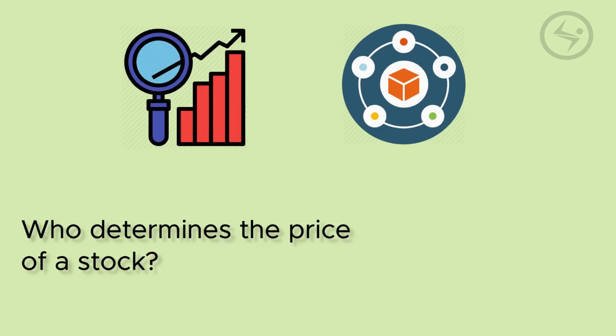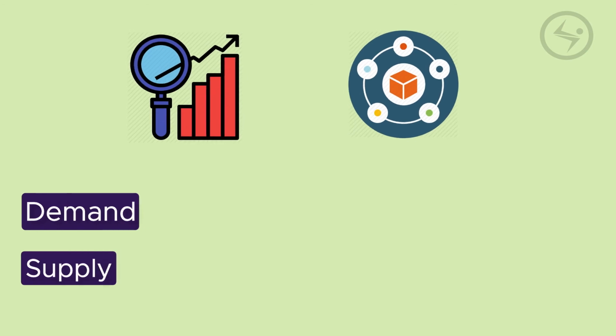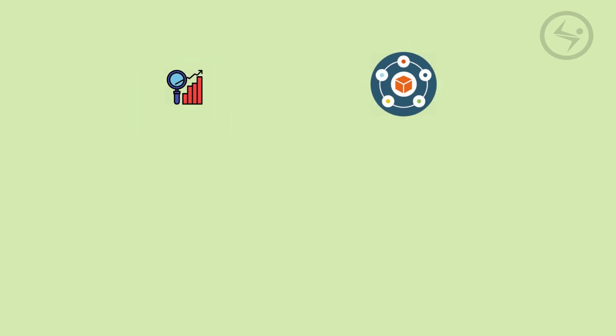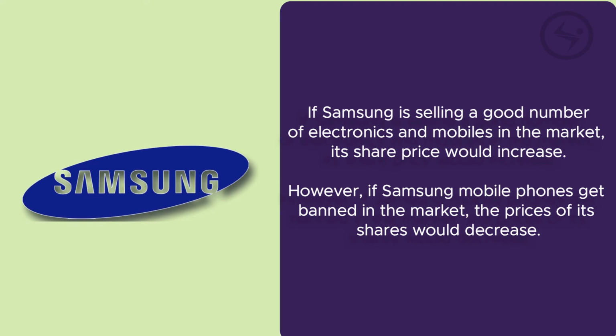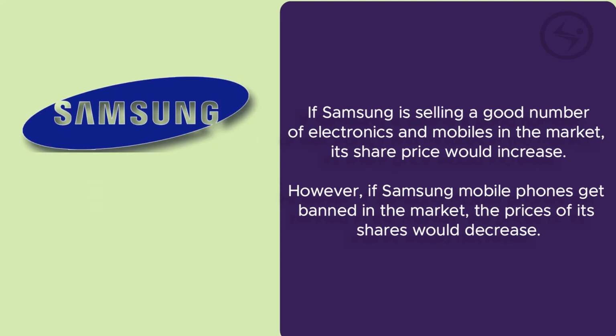Who determines the price of a stock? Demand and supply are two main factors. If the demand for a company's product is higher, then its stock price will rise. For example, if Samsung is selling good number of electronics and mobiles in the market, its share price would increase. However, if Samsung mobile phones get banned in the market, the prices of its shares would decrease.